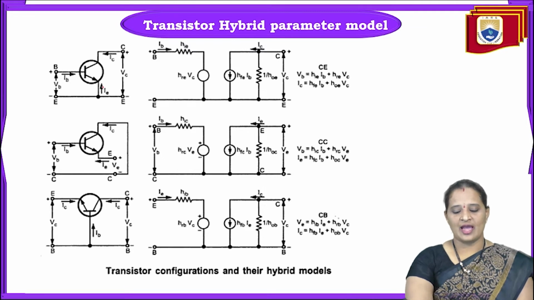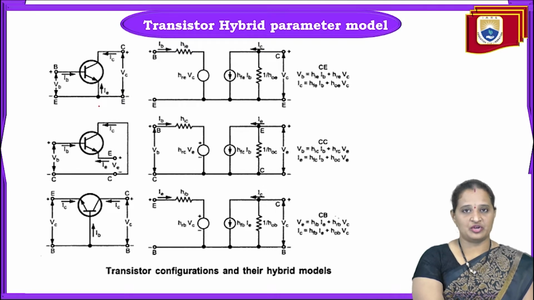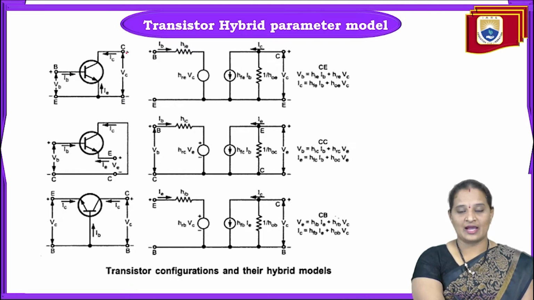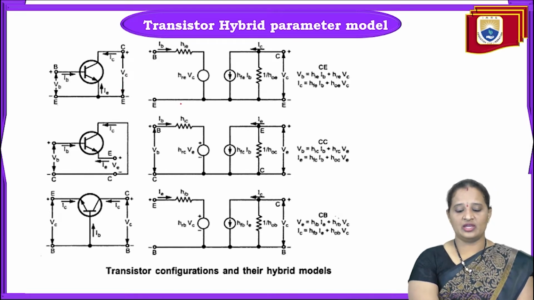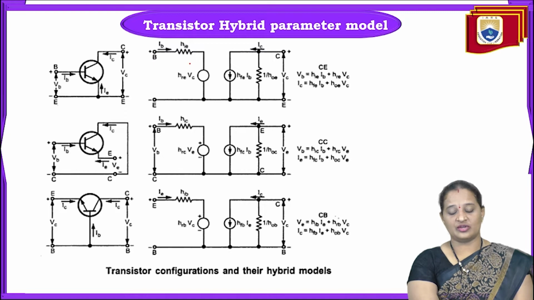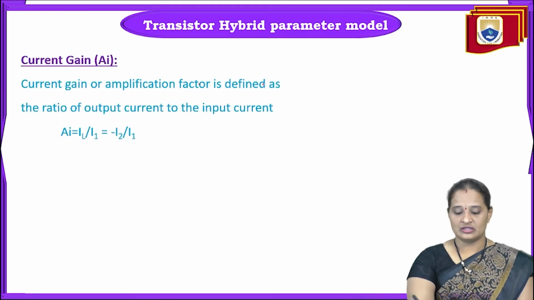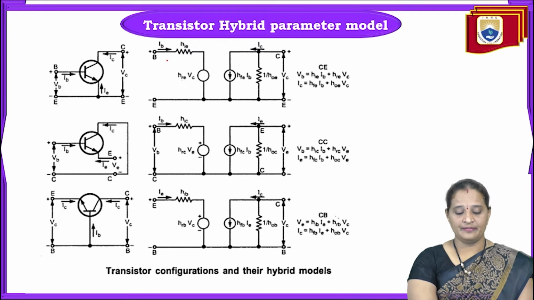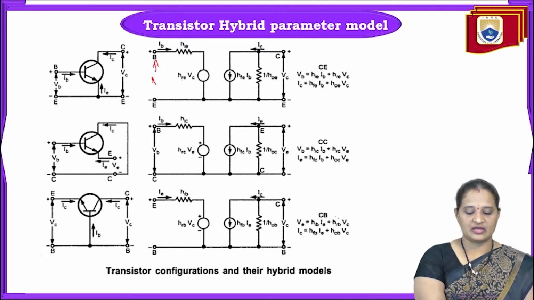Okay, so here, as we all know, this is a common emitter configuration. Base is the input terminal, emitter is the common terminal and collector is the output terminal. The input parameters are IB and VB, and the output parameters are IC and VC. Coming to the equivalent circuit, the equivalent circuit of the transistor under common emitter configuration is represented with HIE, HRE VC, and the current flowing is IB and the voltage drop across the input terminals is VB.